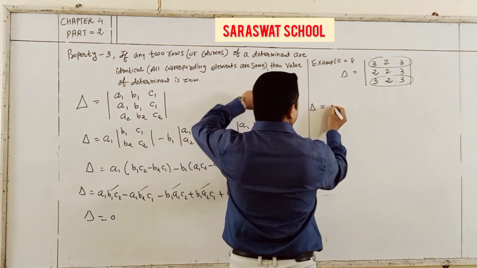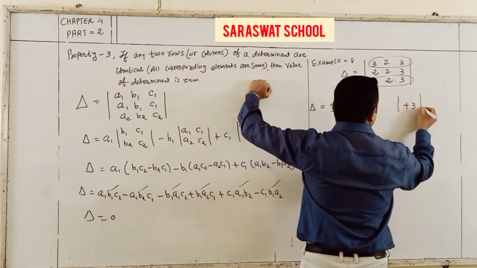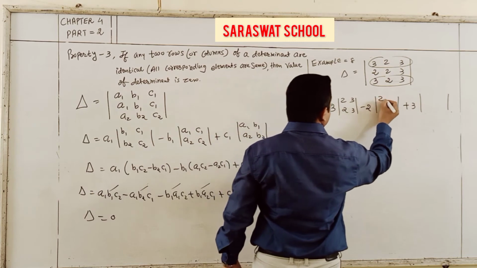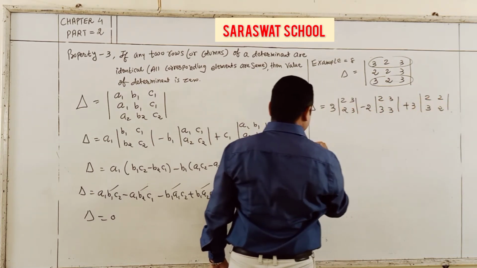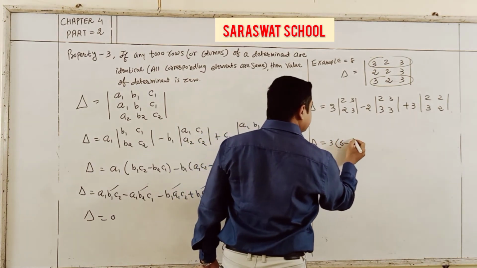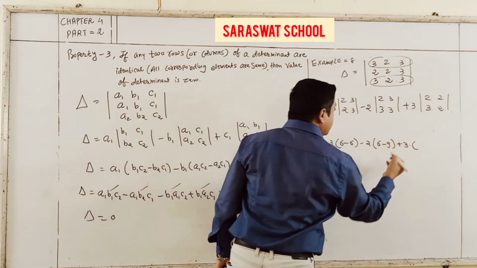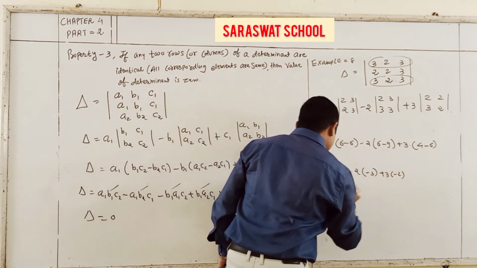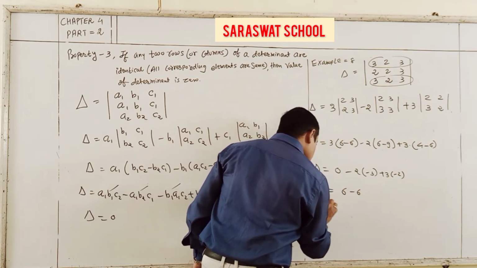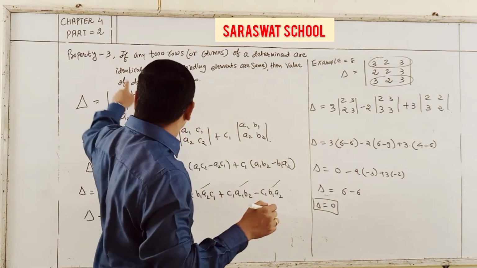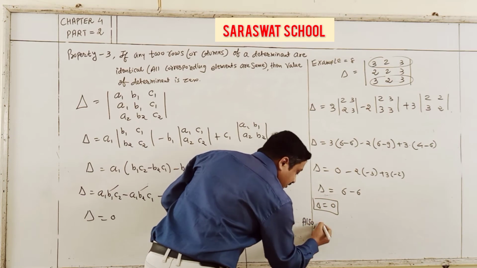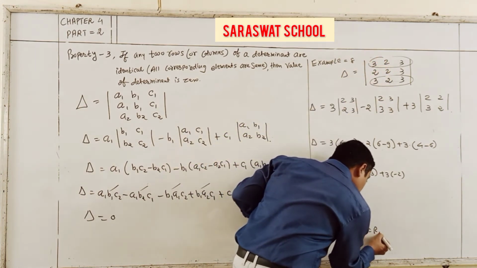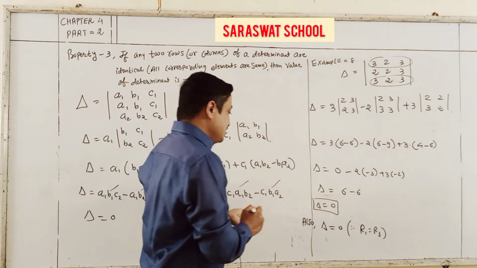I do the first expansion by the normal method. 3 times (2 2; 3 3)... minus 2 times (2 2; 3 3), and so on, giving 6 minus 6, 6 minus 9, and 4 minus 6. You will get 0. Here minus 3, that minus 2, so 6 minus 6 is 0. The value of the determinant is 0. But if I take property number 3, also in another method, delta is 0 because two rows are the same, row 1 and row 3. Row 1 equals row 3, two equal rows, so the value of the determinant is 0 by property 3.